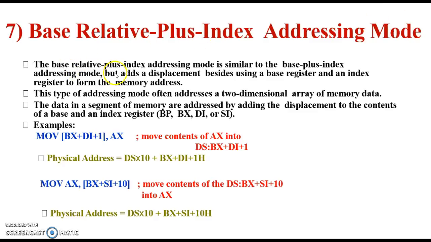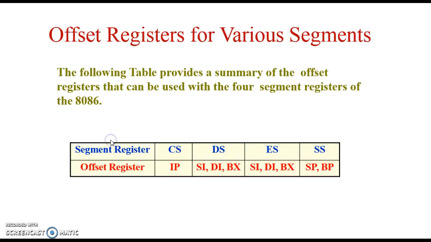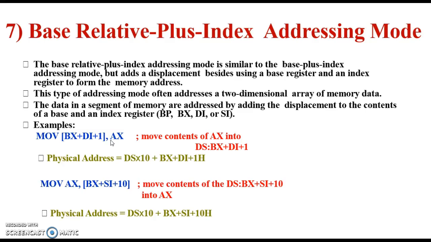The base relative plus index addressing mode is similar to the base plus index addressing mode but adds a displacement besides using a base register and the index register to form the memory address. For example, move in bracket BX plus DI plus 1 comma AX. So, it moves the content of register AX into the memory location DS colon BX plus DI plus 1.